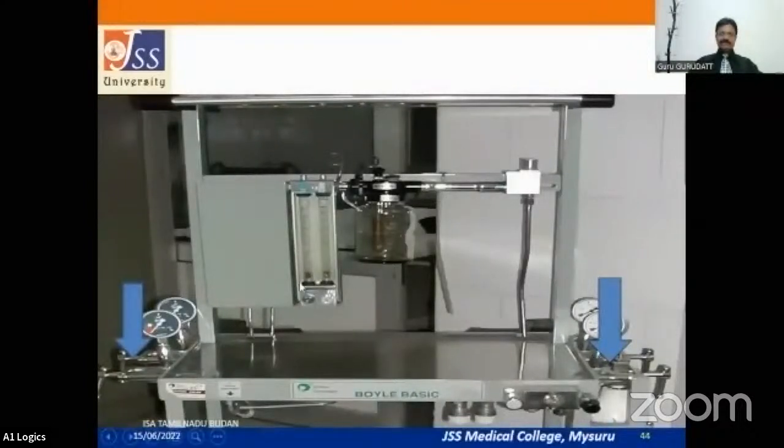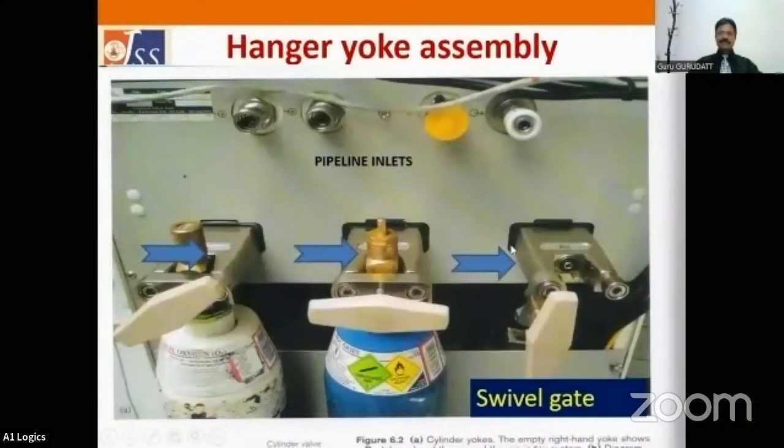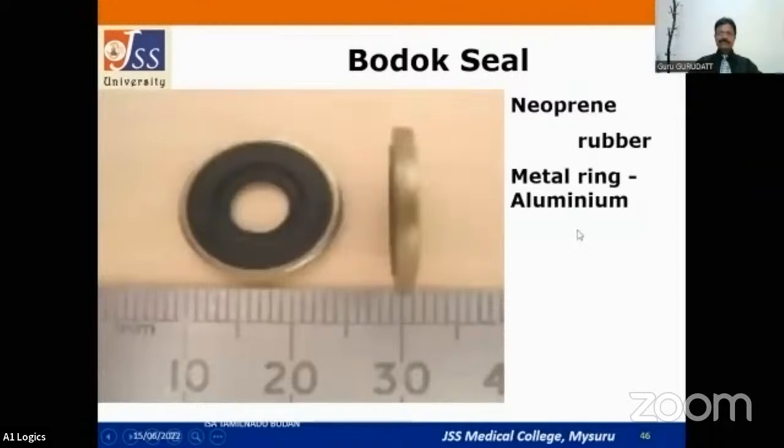In the olden days, the hanger yoke assembly used to be on the sides of the anesthesia machines, but presently the hanger yoke assemblies have been shifted to the back of the workstations, just below the pipeline inlets. I told you that the leak-proof connection between the cylinder and the yoke assembly is made because of the Bodok seal. This will also be asked for you. It is made of neoprene rubber, and it also has a metal aluminum ring on the periphery. This neoprene rubber is very strong, which is why the Bodok seal has a long life. One thing you should always remember is that you should always use one Bodok seal for each cylinder connected onto the yoke assembly. You should not use more than one, because if you use more than one Bodok seal, you may negate the pin index safety system.